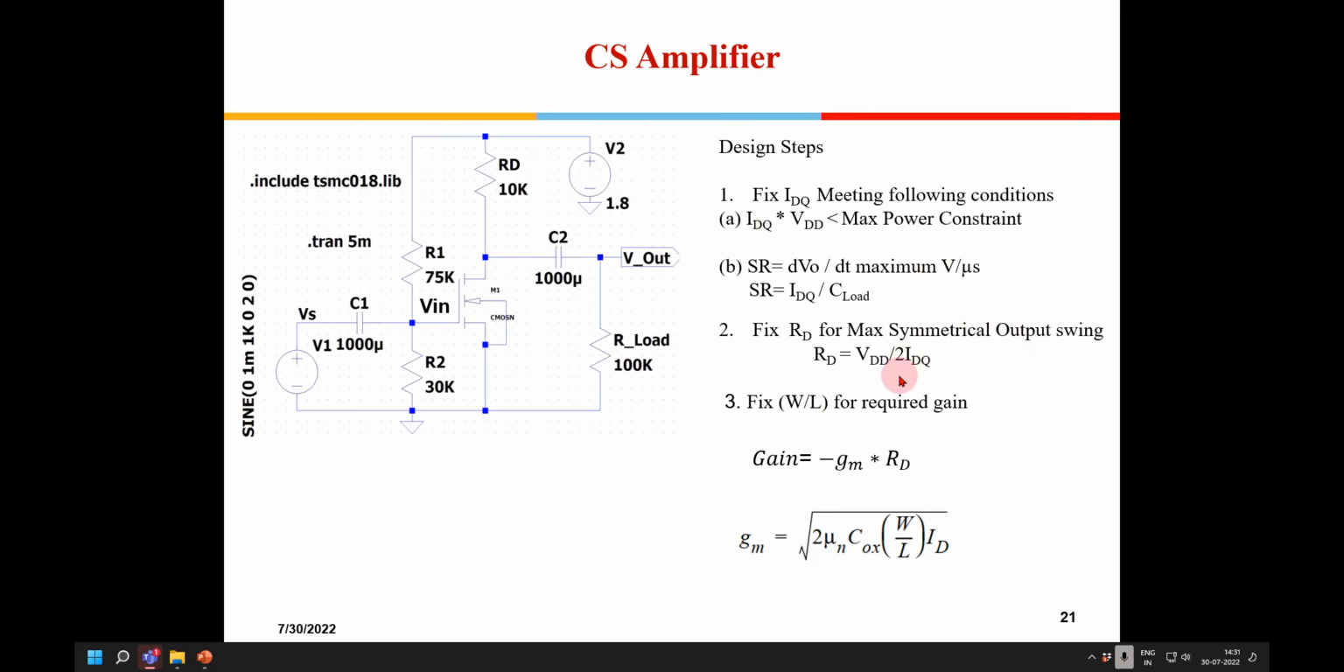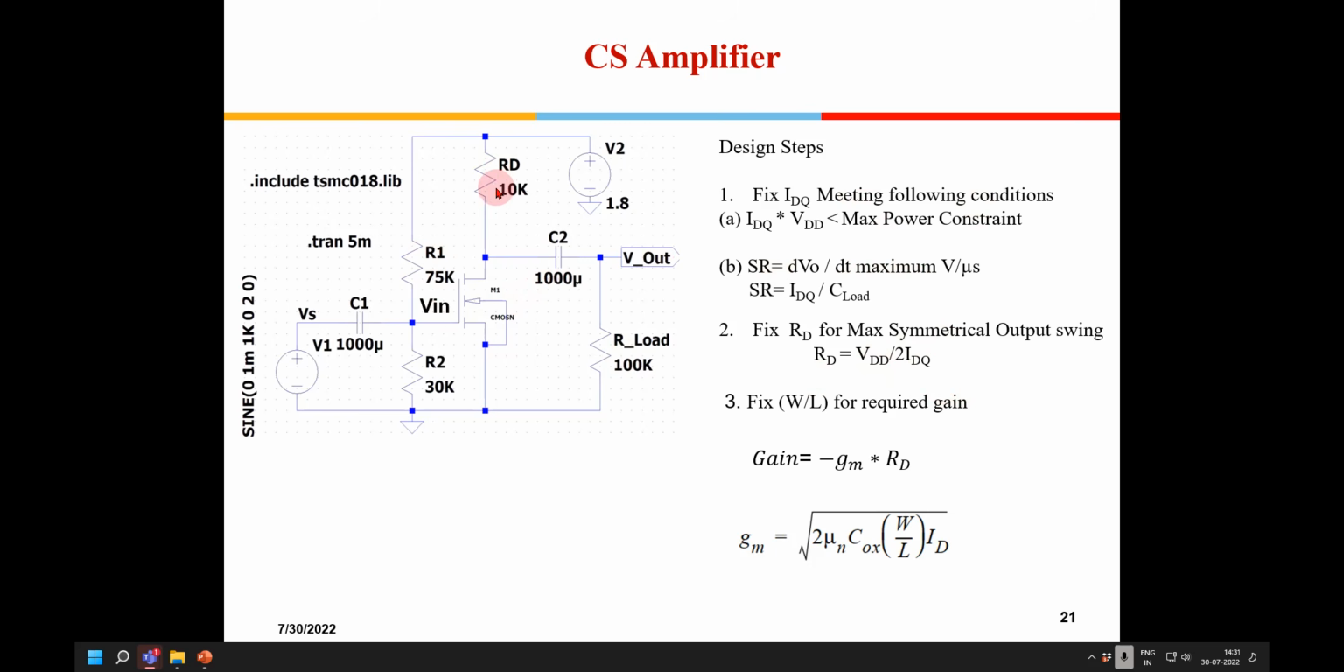Sir, the C load is different than C2, right? C load will be in parallel to R load. C load is different. So once the current is decided, we fix the current, whether it could be 100 micro or 200 micro, depending on the user specifications. I have fixed the current.